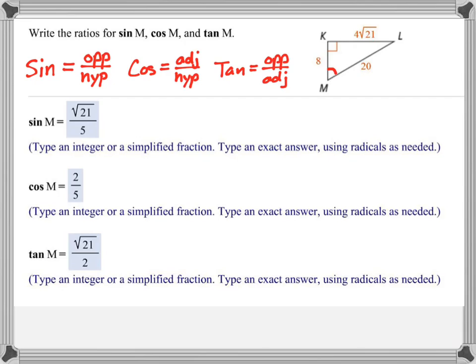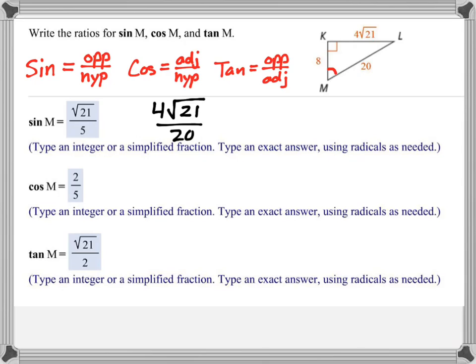So I go through and look at the first one, sine of m, and I look up above to my guide, and sine is opposite over hypotenuse. Opposite from this angle is right here, 4 times the square root of 20, over my hypotenuse, which is always across from the 90 degrees, which is the number 20. If I plug those into a fraction, I get 4 times the square root of 20 on top, because that's my opposite, over 20 on bottom, which is my hypotenuse.